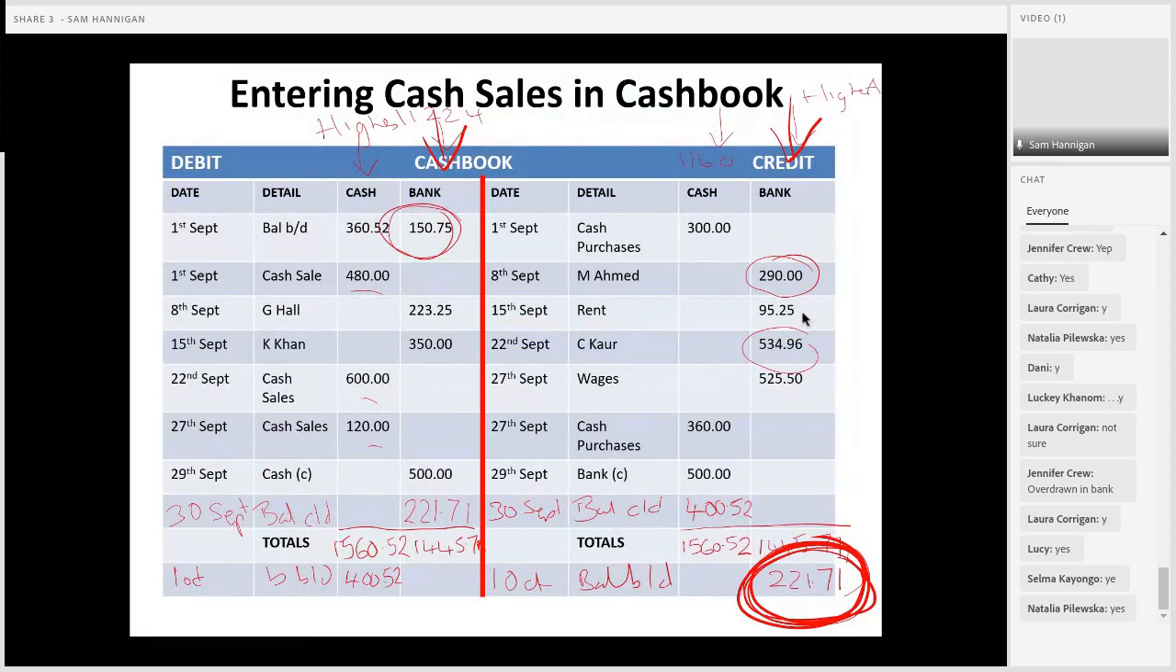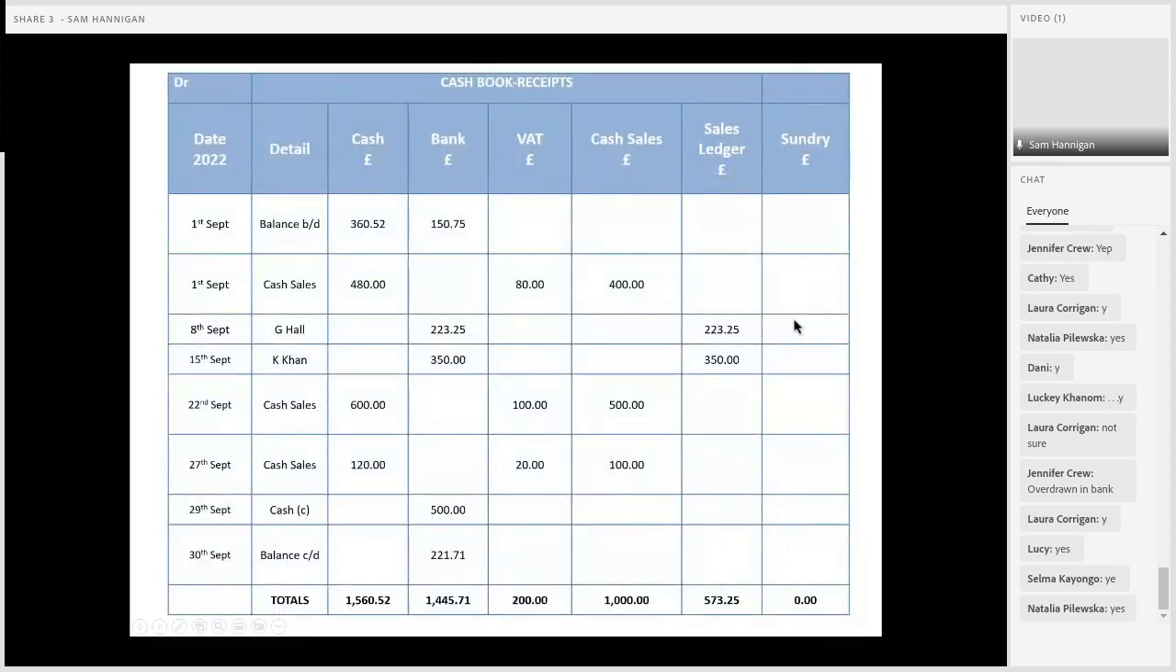So let's have a look at an analyzed cash book then. This is just the receipt side, just the debit side. What we've got here is your date, your detail, cash and bank. And based on the other slide, we've analysed it out because it makes it easier when we come to post the transaction, okay? So we've worked out the VAT and we've worked out the net on the cash sale.